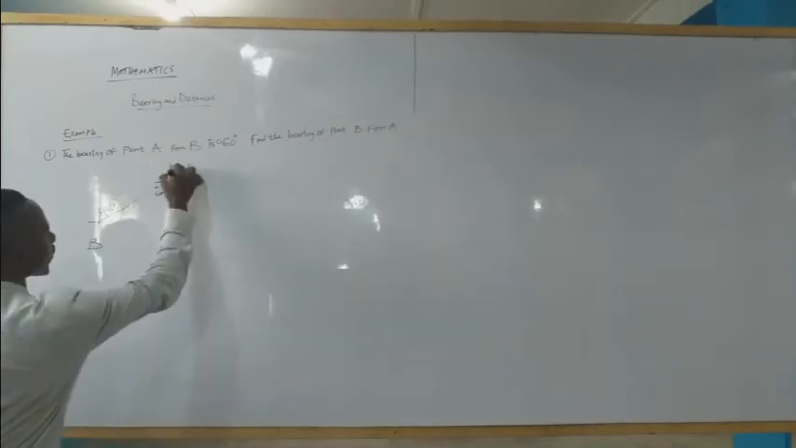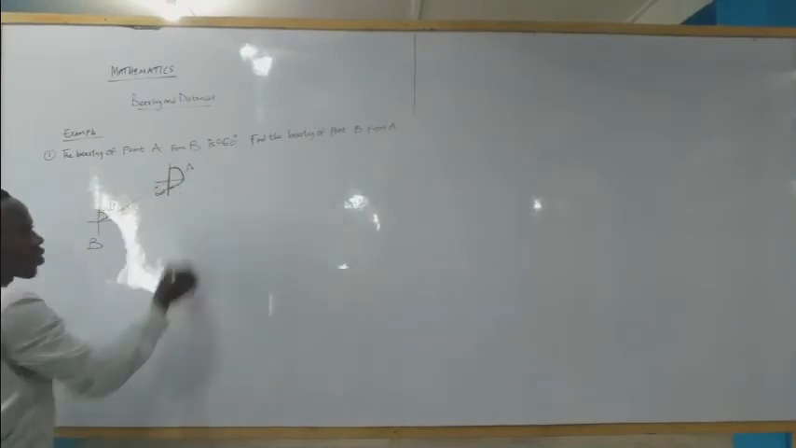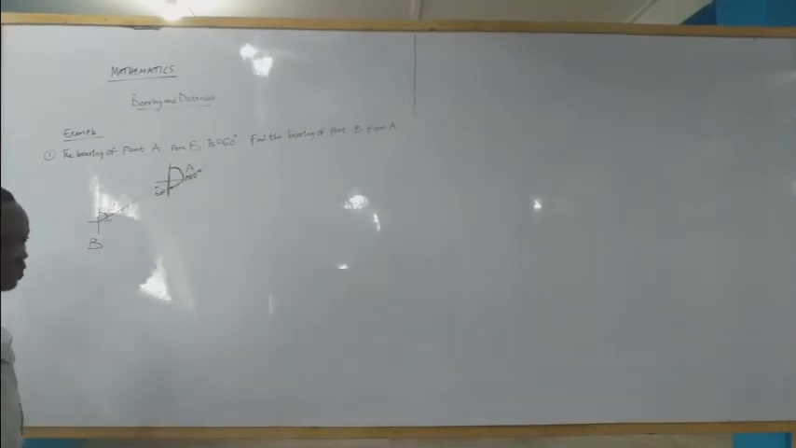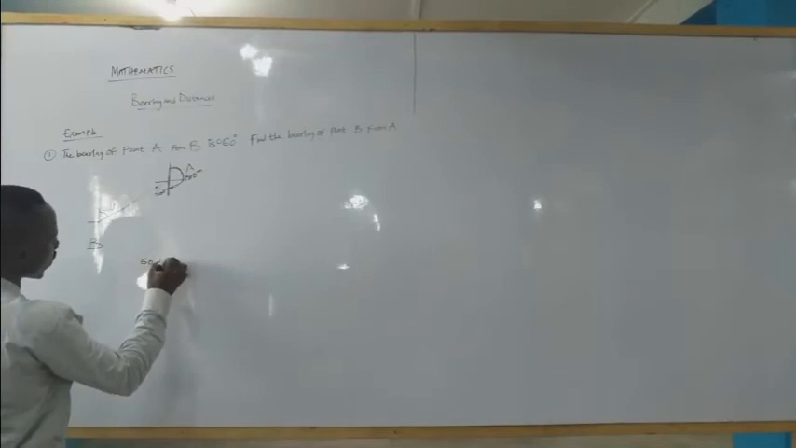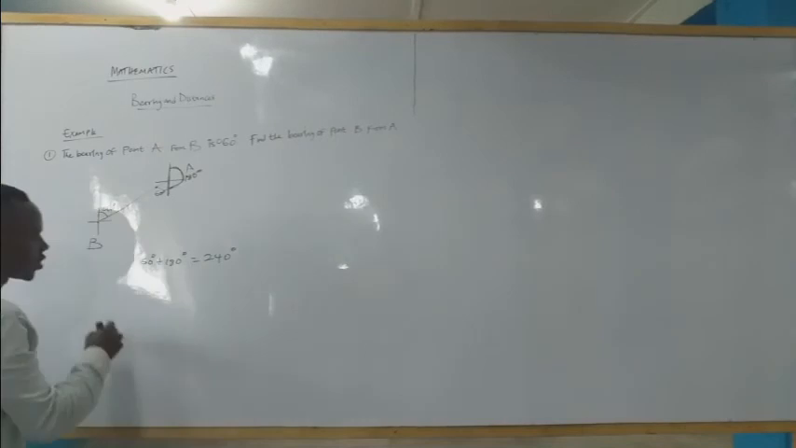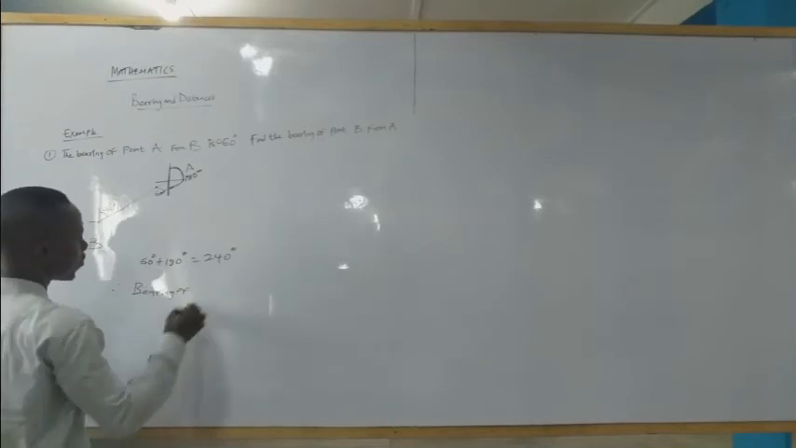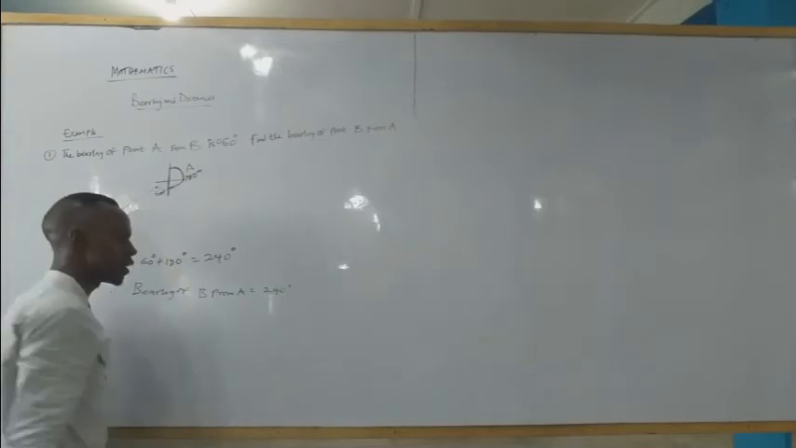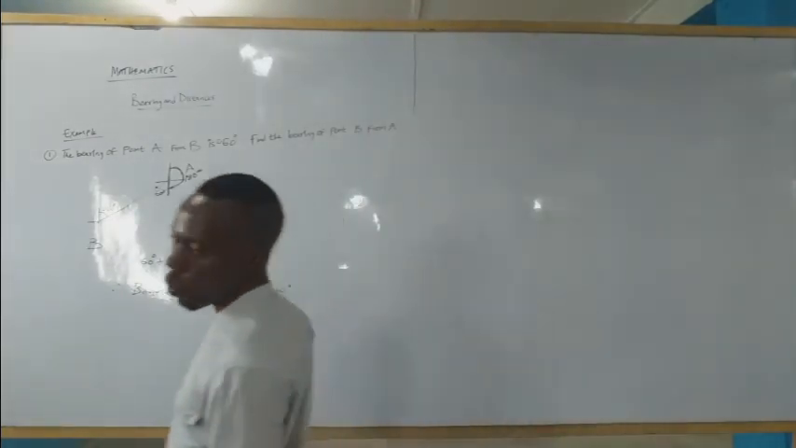But from here to here is 180 degrees. Angle on a straight line. So what do I have to do now? I add this and this together, which gives me what? 60 plus 180, which is equals to what? 240 degrees. So therefore, bearing of B from A is equals to what? 240 degrees. Bearing of B from A is 240 degrees.